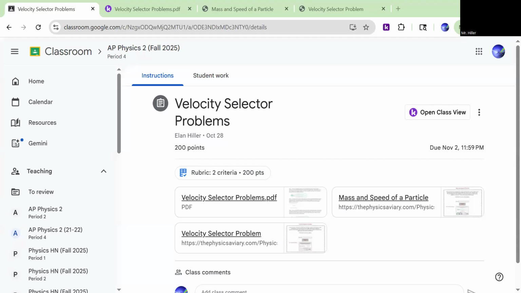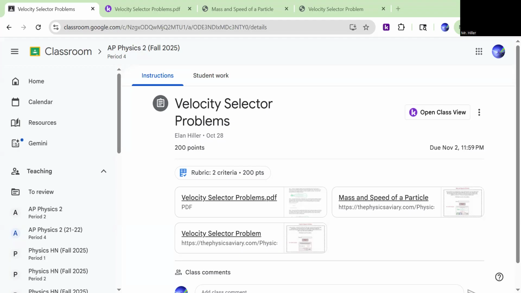Hello and welcome. This video tutorial is going to be centered around velocity selector problems. If you remember, velocity selectors work when we have an electric field placed across a capacitor, and in that same region we have a magnetic field that's creating a magnetic force.